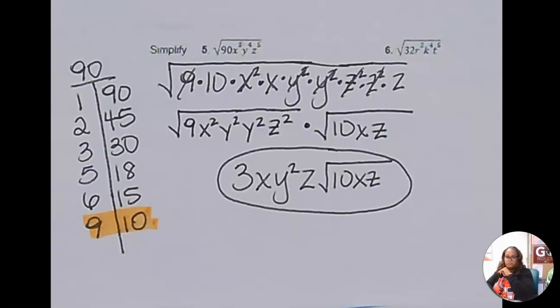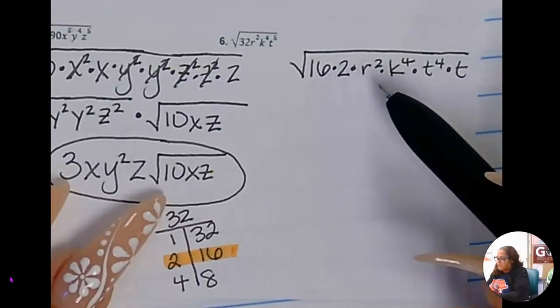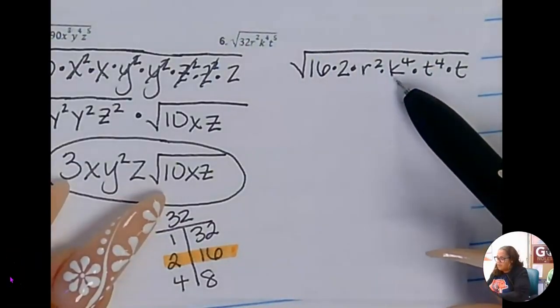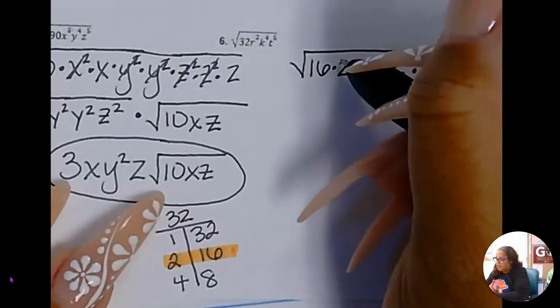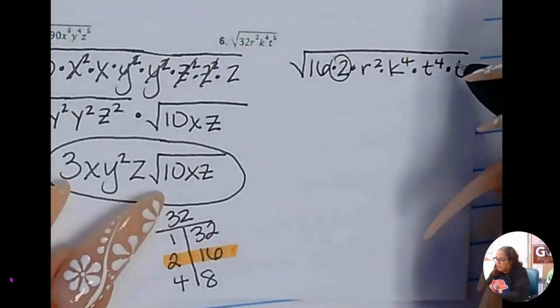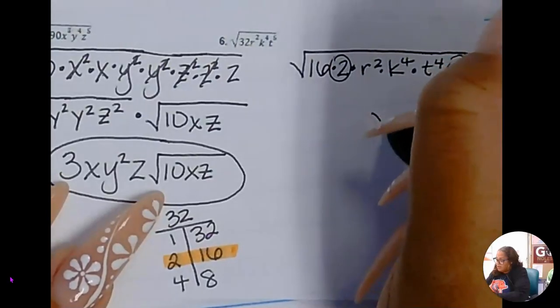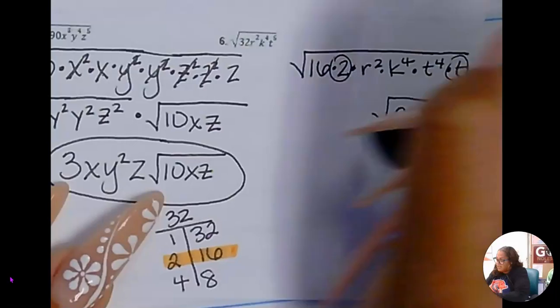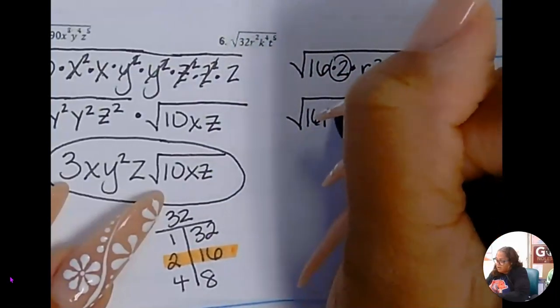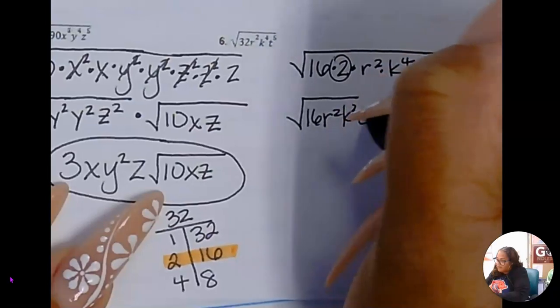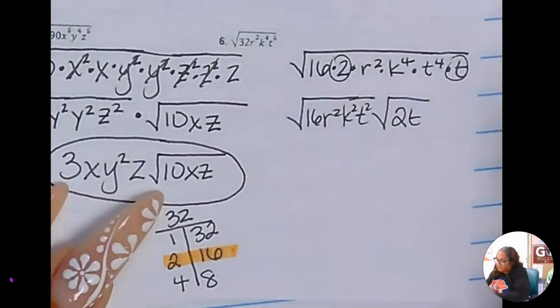Okay, I've got the square root of 16, the square root of r squared, the square root of k to the 4th, and t to the 4th. Who stays under the radical? 2 and t. So the square root of 2t, and then the square root of 16, r squared, k squared, t squared. I ran out of room.